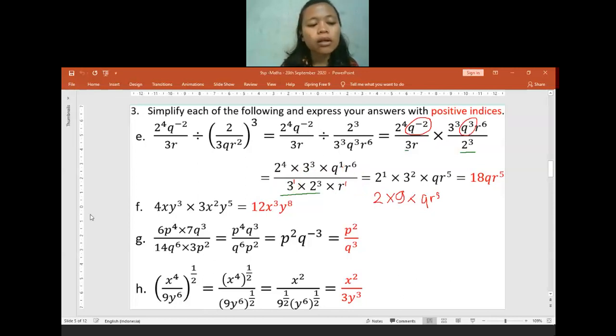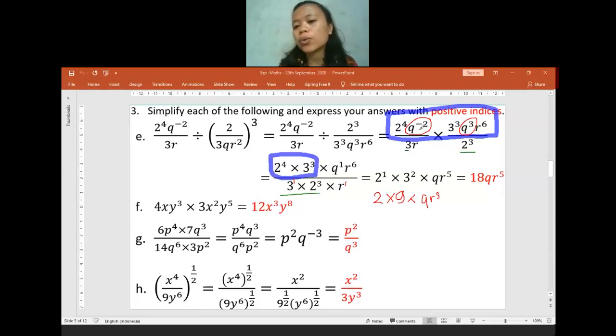We simplified from the numerator first, so we focus on the numerator only. The numerator is any calculation at the top part. At the top part, we have 2 to the power of 4 and 3 to the power of 3 for the numbers. We cannot simplify them, so they remain the same. For the q, we have q to the power of negative 2 times q to the power of 3. Multiplication, we add the power. Negative 2 plus 3 equals 1. That's why I get q to the power of 1. The r to the power of 6 is from here. The r is alone, so it stays as r to the power of 6.